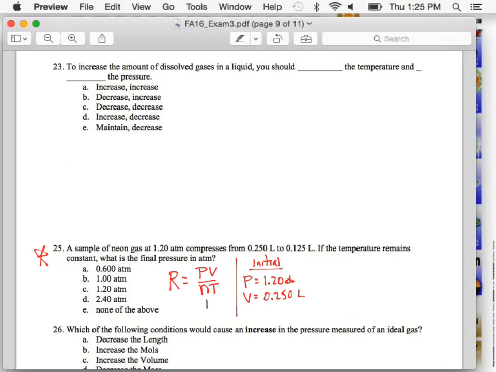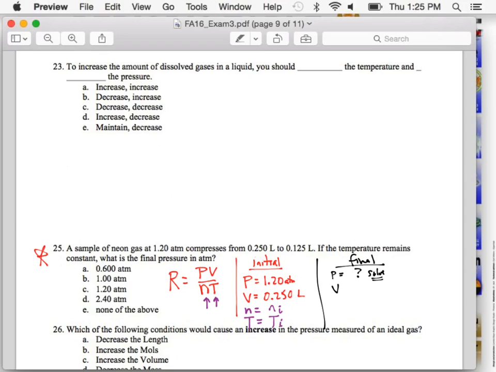Okay? In my expression, I also have N and T. Am I told what the moles are? No. So I'll just call that N sub I, I for initial. Temperature. What am I given for temperature? I wasn't given a temperature, so I'll call that T sub I. I then also have my final conditions. What is my pressure given finally? I don't have it. That's actually what I'm solving for.